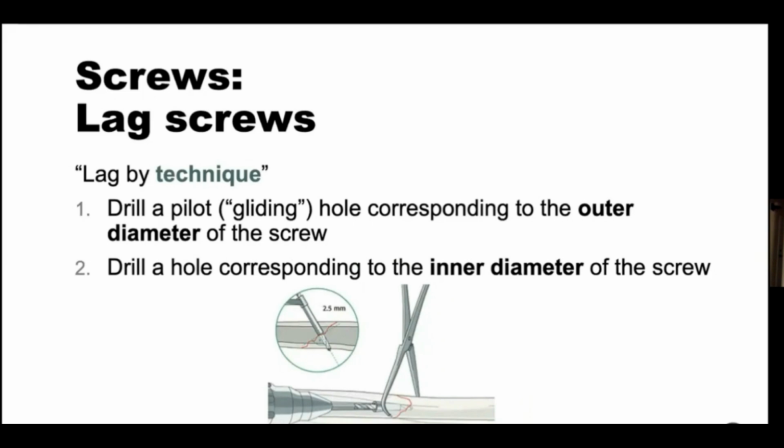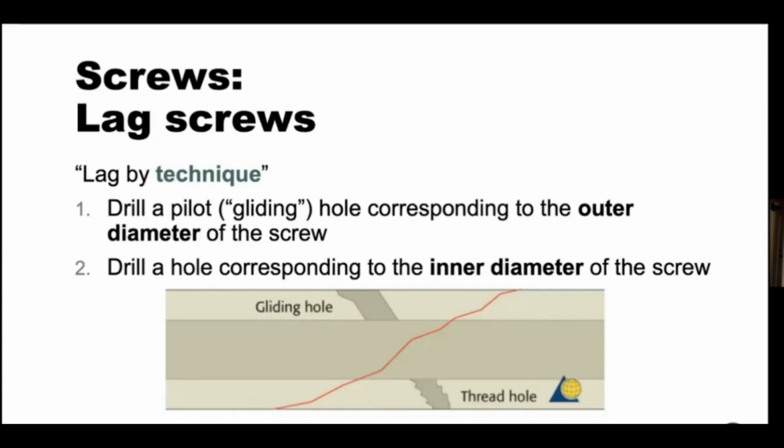So first, the outer diameter drill goes to the fracture site, and the smaller one, which is the inner diameter drill, goes through the far cortex. And the idea is that as you place your screw, first you're creating a gliding hole and then you're creating your thread hole. The screw, because the gliding hole corresponds to the outer diameter, is not going to grab into the bone at all. It's going to slide right through. And it's really only going to grab the bone on the far side of the fracture site, and then it's going to pull that bone toward the screw. And as the screw head impacts the bone, you're going to get compression at the fracture site.